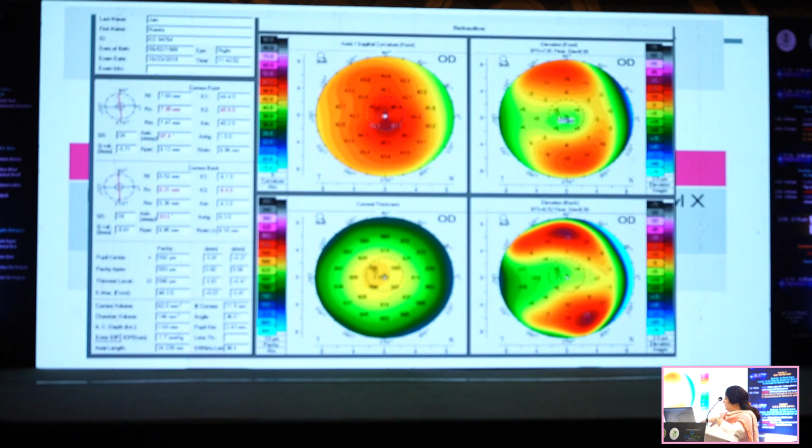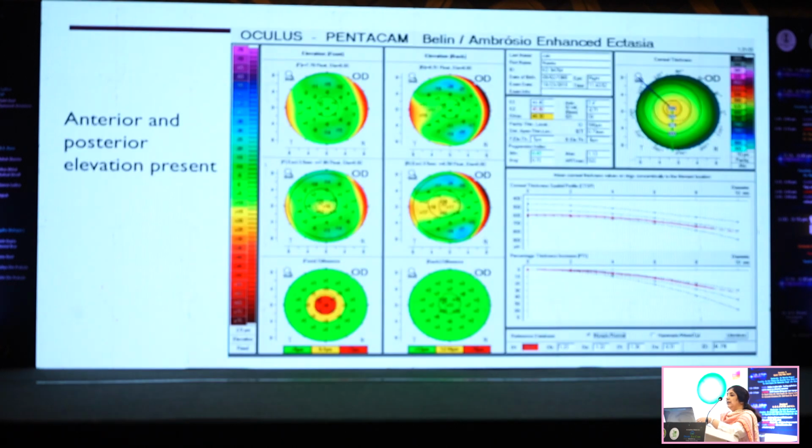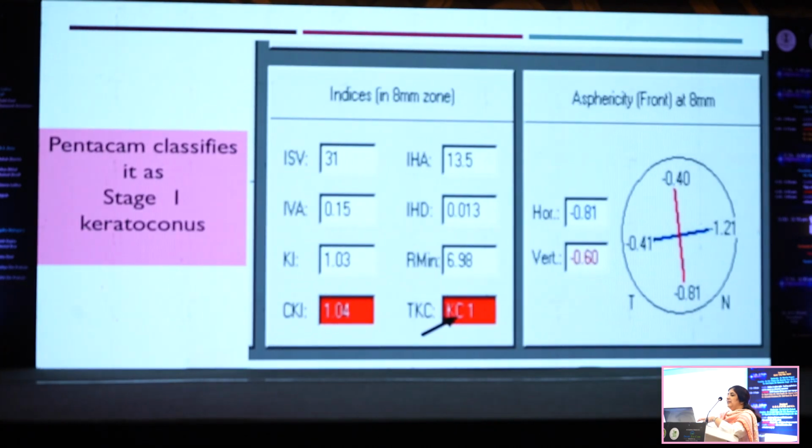So for those who are familiar with tomography maps, one would understand that one needs to look at variable factors, but a lot of people now are looking at tomography who may not be cornea surgeons per se. And so probably this is the reason that led to the patient being diagnosed as keratoconus. So she had what appeared to be a thick cornea centrally. One can have keratoconus even with thick corneas. And there was an anterior and a posterior elevation on the pentagram. And the pentagram classifies it as a stage 1 keratoconus, which is why probably she was diagnosed as having keratoconus.